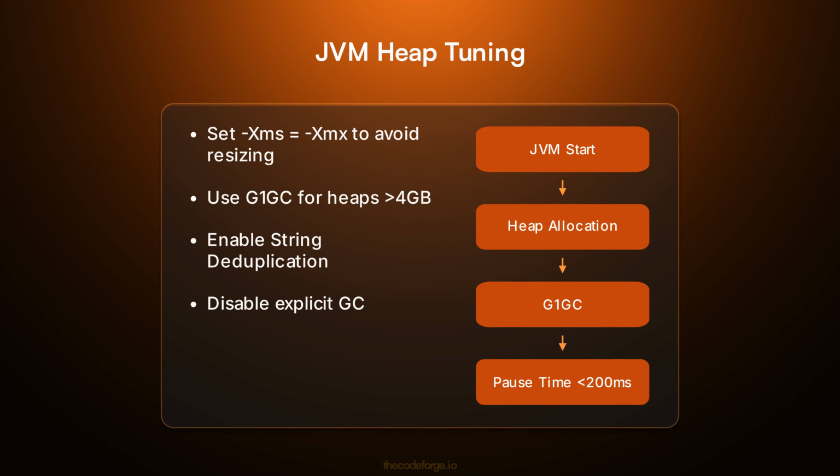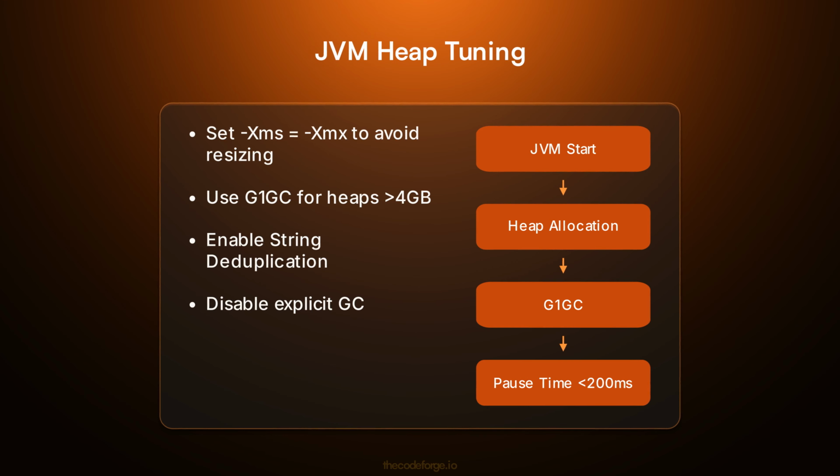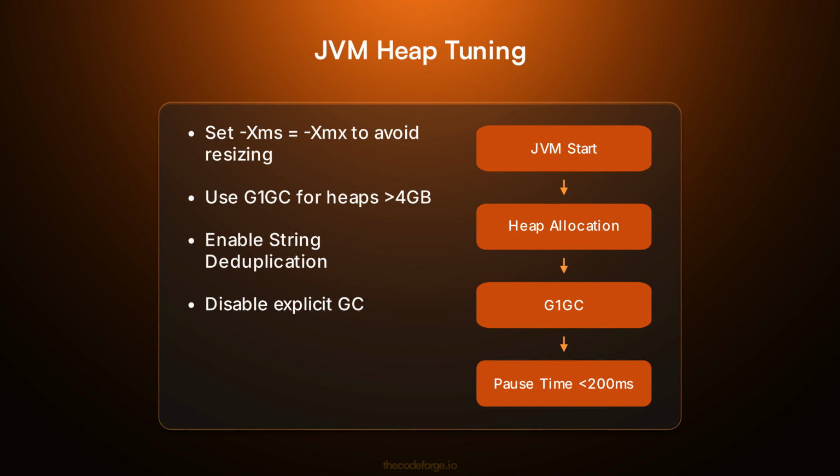JVM heap tuning is the single most impactful change. Set Xms and Xmx to the same value to avoid resizing overhead. For heaps over 4 GB, use G1GC with a target pause time of 200 ms. Add -XX:+UseStringDeduplication to reduce memory from duplicate strings.